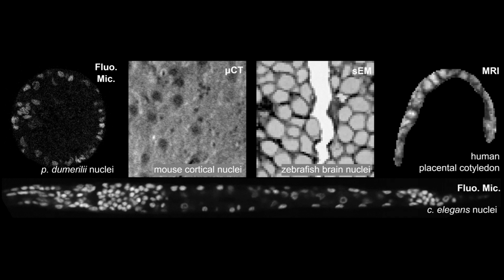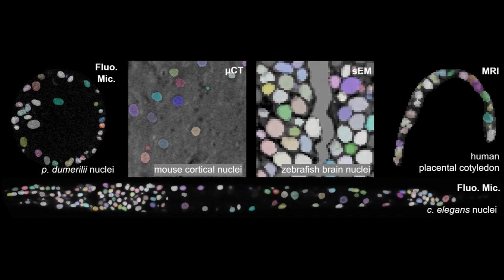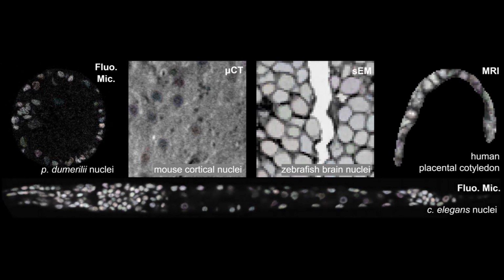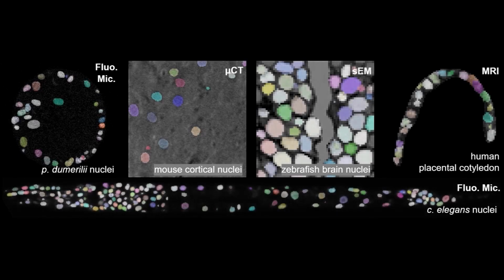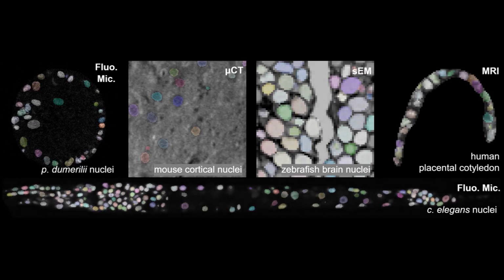For our experiments, we assemble a collection of highly variable biomedical datasets, including fluorescence microscopy of C. elegans and P. dumerilii nuclei, mouse cortical nuclei in micro-CT, zebrafish brain nuclei in scanning electron microscopy, and BOLD MRI of the in utero human placenta. We find that a single network can segment relevant star-convex instances across each and every one of these datasets, all without ever seeing them during training and without ever fine-tuning or adapting them at test time.